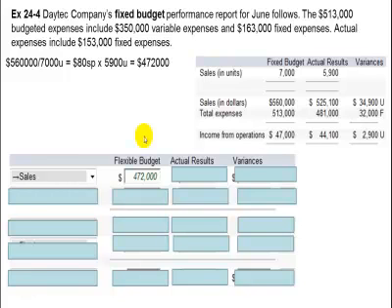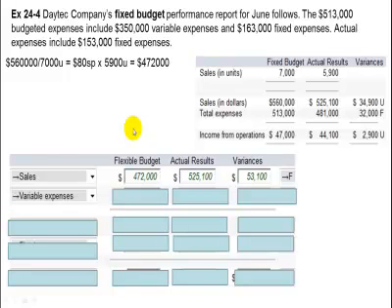Compare that to the actual results that we have in sales of 525,100, and both of these, the flexible budget and the actual results, are based on the same unit sales, which is 5,900. So if we had actual results of 525,100, our flexible budget called for sales of 472. Looks like the variance is going to be $53,100, and it's going to be favorable because our actual results were higher. Let's go on to the next piece.